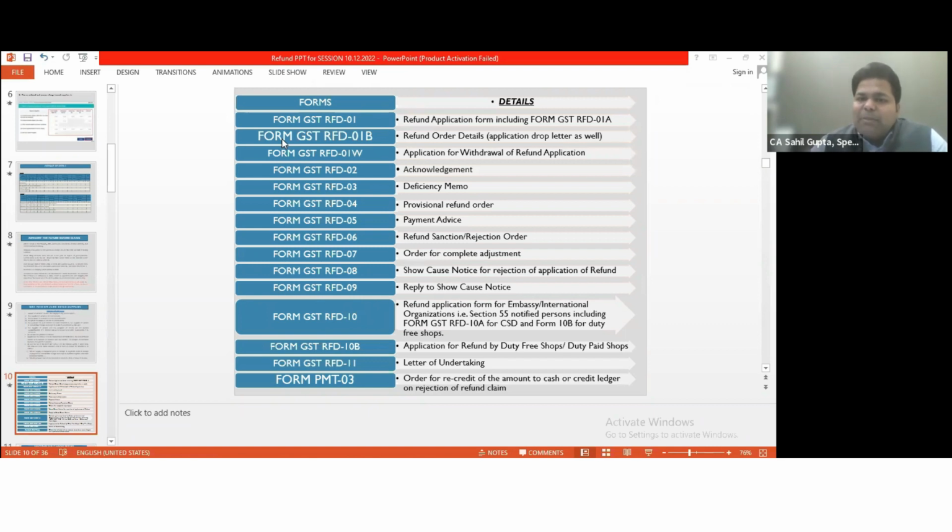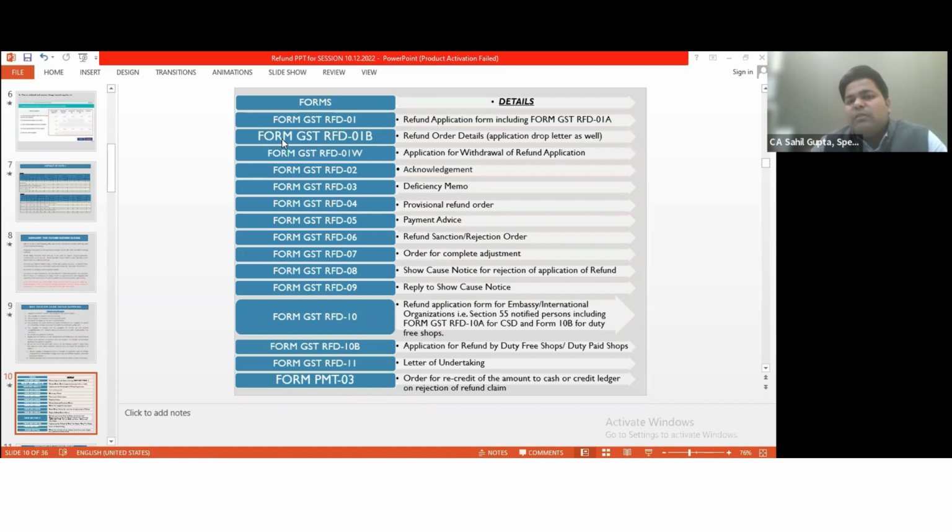First of all, we apply for the refund in form RFD 01. Thereafter, within 15 days, the officer has to acknowledge or issue a deficiency memo. Acknowledgement will be issued in form RFD 02, or else a deficiency. The deficiency could be about various documents which we have to submit. The government has provided Master Circular 125, which details the documents mandatory to be attached with the refund application, and the statements which we have to file. If any document is missing, then a deficiency memo is to be issued.